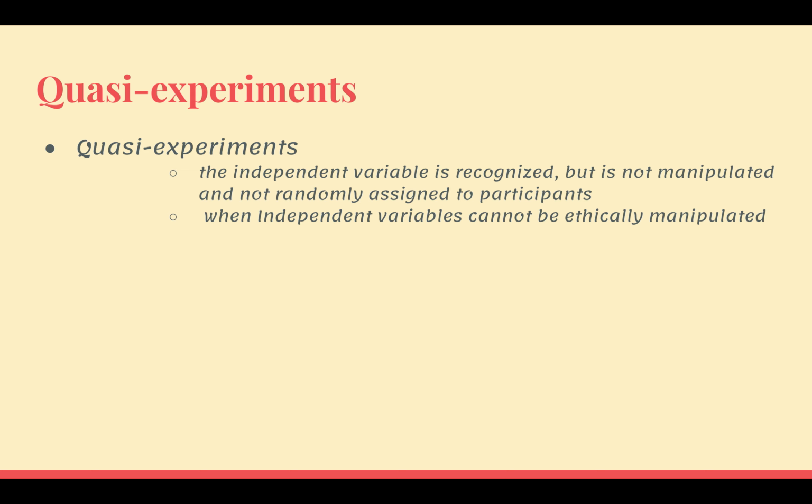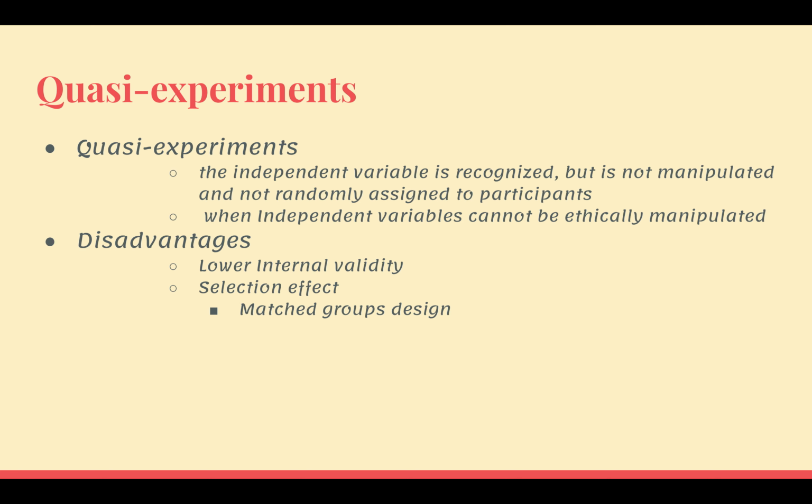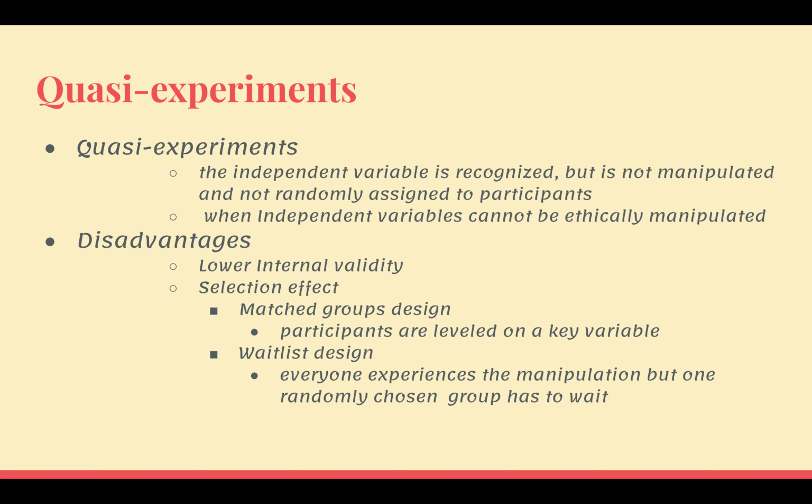As a result of this, it has two major disadvantages. It has a lower internal validity than true experiments, and selection effects due to the absence of random assignment. In order to combat selection effects, there's a matched groups design, in which participants are leveled on a key variable, or a waitlist design, where everyone experiences the manipulation, but one randomly chosen group has to wait. Those are ways that people can combat this selection effect.